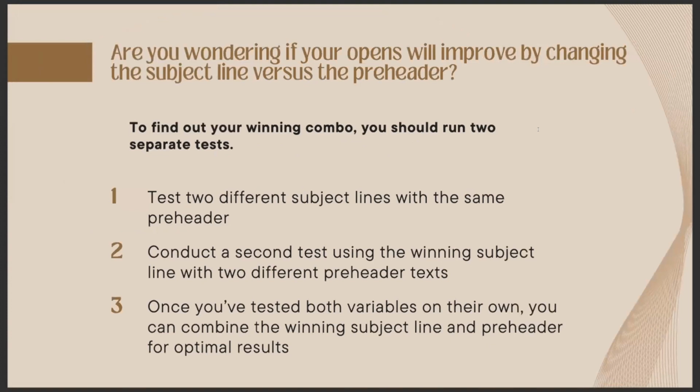So if you are wondering if your opens will improve by changing the subject line versus the pre-header, you need to find out your winning combo. You need to run 2 separate tests for this. First, you need to test 2 different subject lines with the same pre-header, and then conduct a second test using the winning subject line with 2 different pre-header texts. Once you've tested both variables on their own, you can combine the winning subject line and pre-header for optimal results.